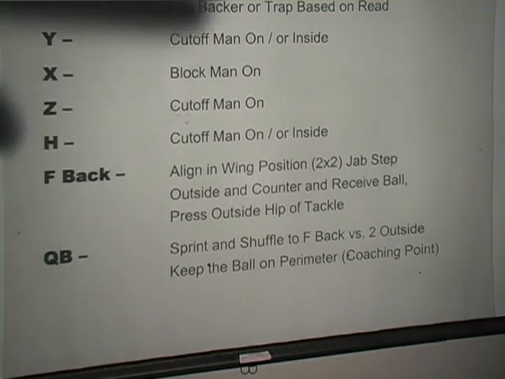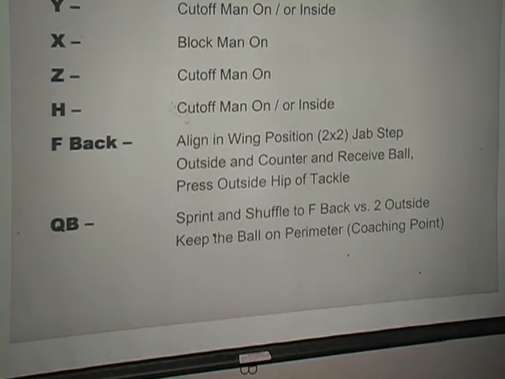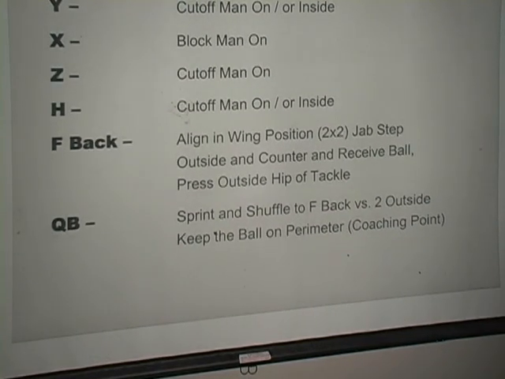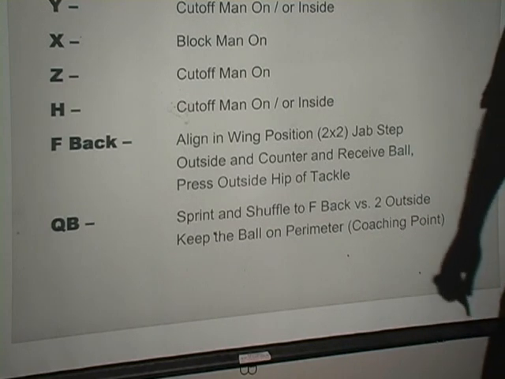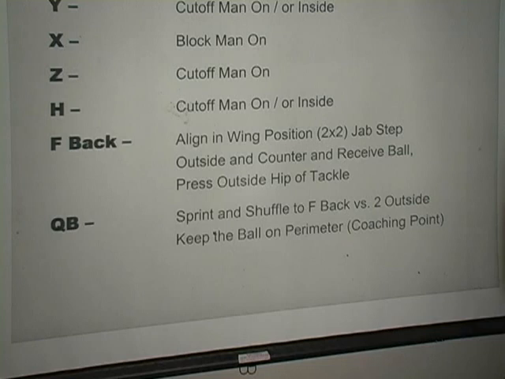All right, quarterback, sprint to the shuffle, sprint and shuffle the ball to F versus 2 outside, keep the ball on the perimeter. Coaching point: that's kind of what we were going over earlier. Let me go over this and draw it up first so you can see it.